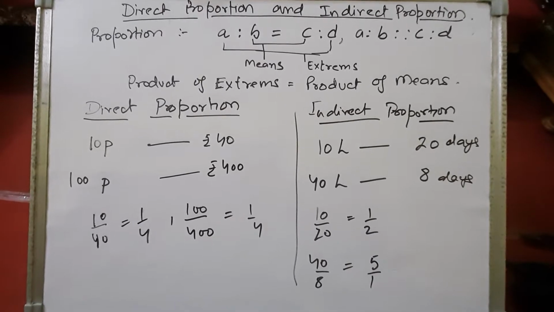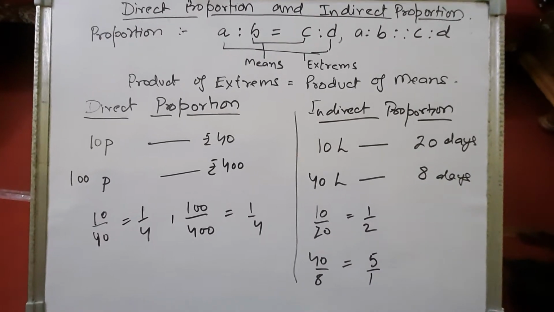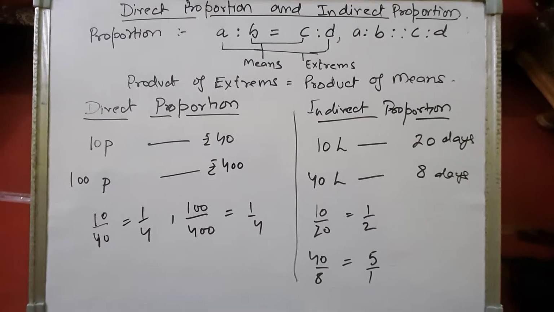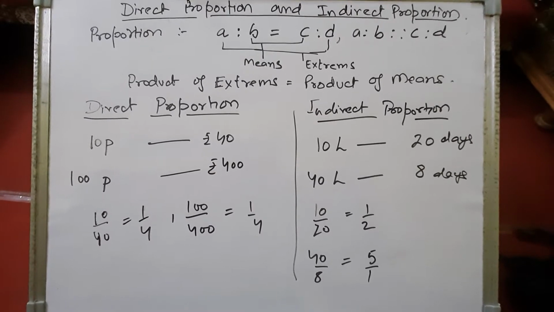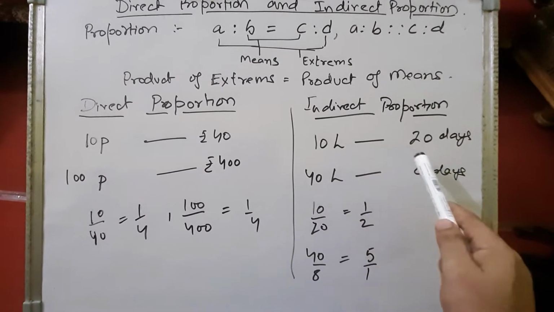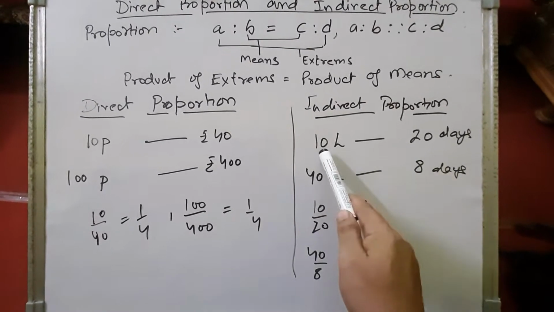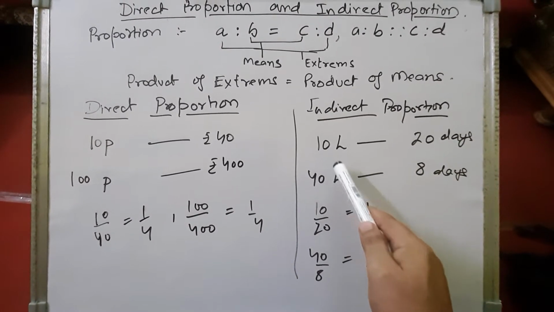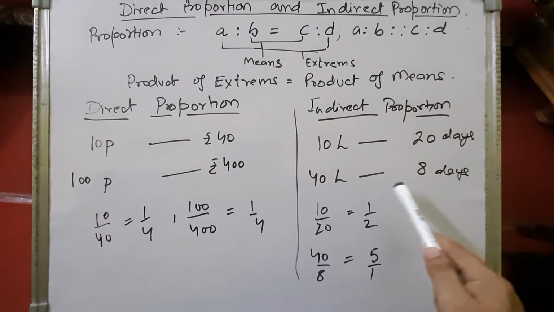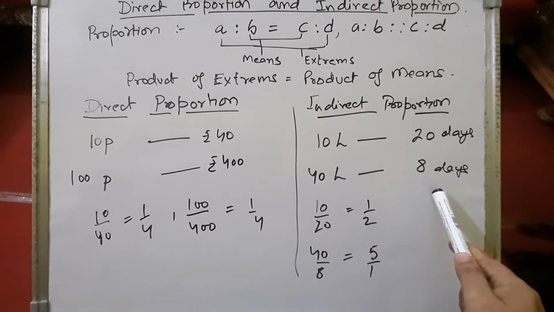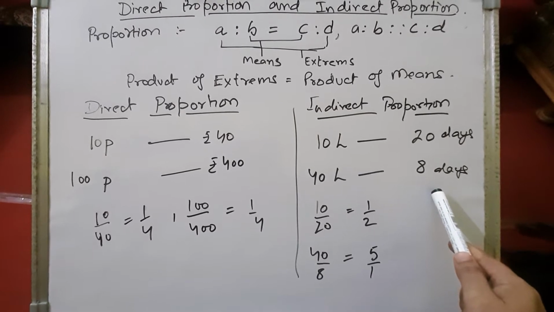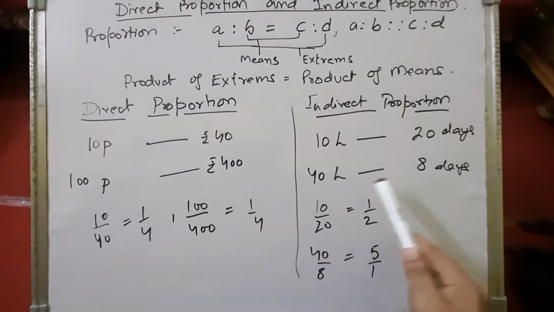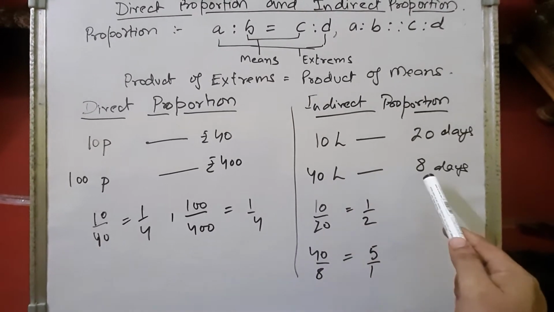Try to understand clearly. Suppose there's a work going on. Suppose there are a few laborers doing some construction work, and it is said that 10 laborers can finish that work in 20 days. Now, if the number of laborers is increased, suppose 40 laborers can complete the same work in 8 days. So, when we increase the number of laborers, the number of days will decrease. If we decrease the number of laborers, the number of days will increase.